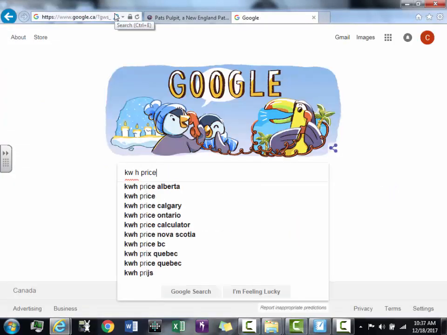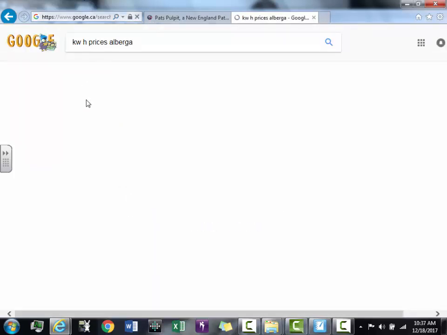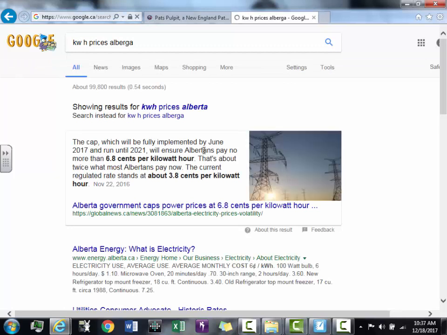Kilowatt hour prices, Alberta. Okay, here we go. So the cap, which fully implemented by June 2017 and runs until 2021, will ensure that Albertans pay no more than 6.8 cents per kilowatt hour. The current amount, though, I mean, this is old, this is 2016, was about 3.8 cents per kilowatt hour.